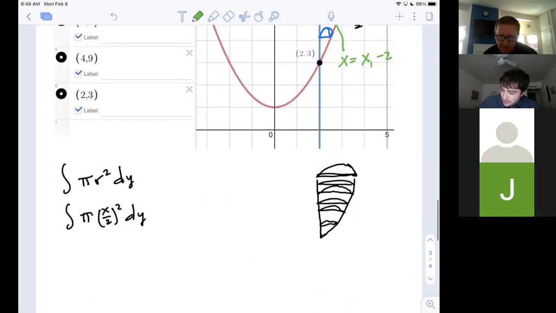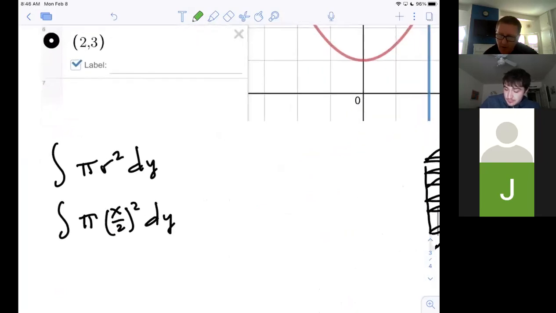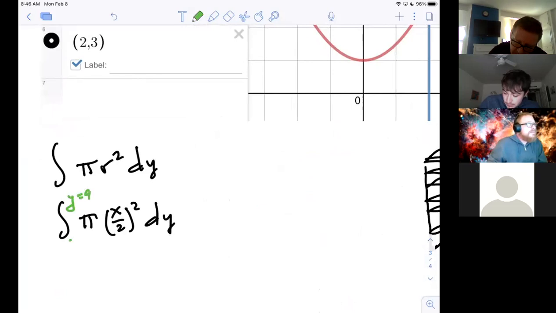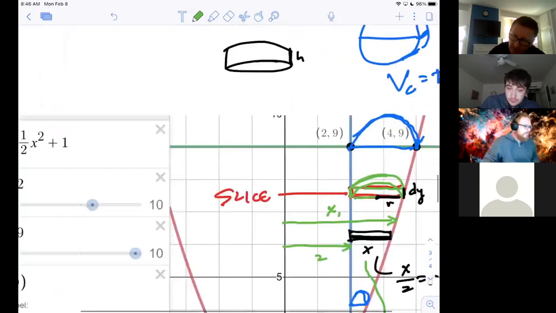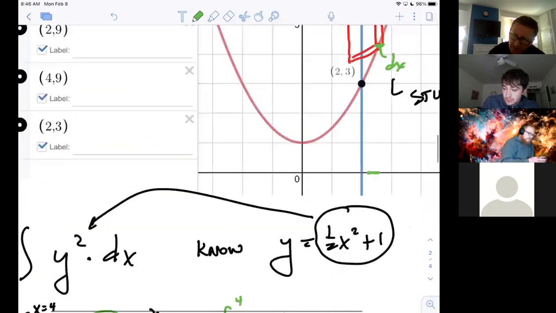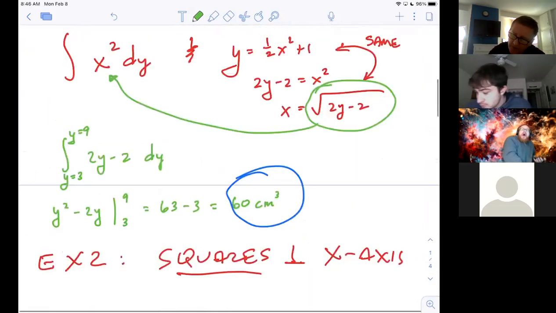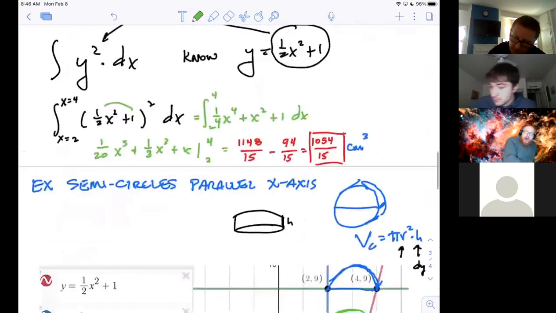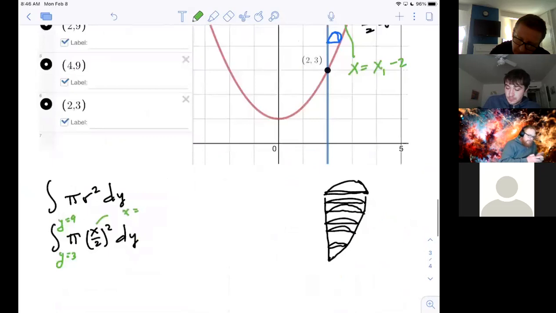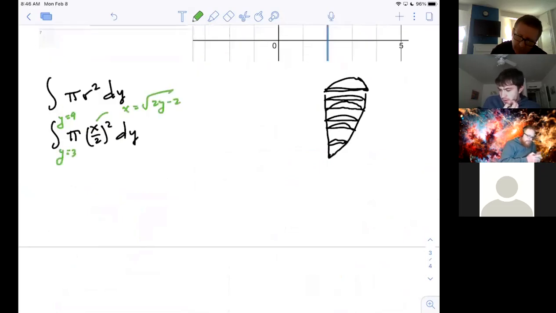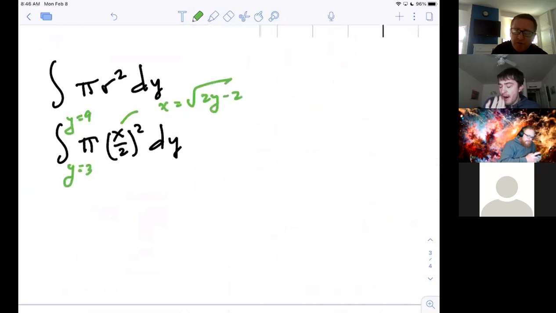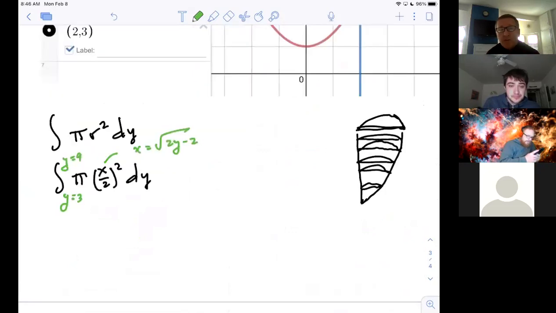In other words, what I'm getting at is you might have come back here and said, okay, great, we're going to work with y's. And so since y went from 9 to 3, then I'm just going to say y equals 9 to y equals 3. And then all I have to do is replace that x. We said at the very start that x was equal to the square root of 2y minus 2. There's a part of me or a part of you that might have thought, that's all I have to do. This is great. I'm in good shape.